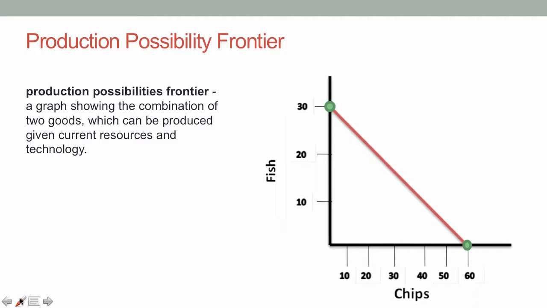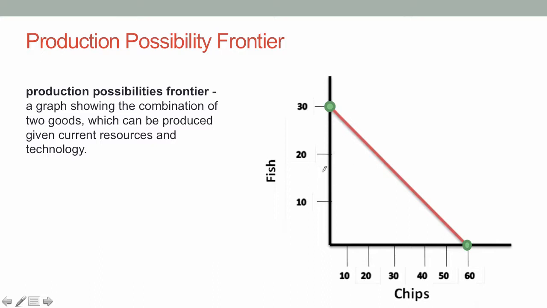All right, let's take a look at a graph. Again, we're applying all this stuff to math here. On the graph, we've got a line. We've got fish on the left side and chips on the bottom. This is what we call a production possibility frontier graph. It's a graph showing the combination of two goods which can be produced given current resources and technology.